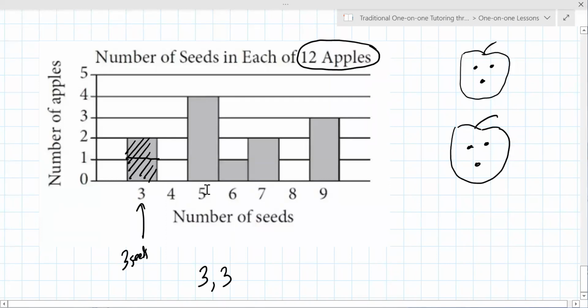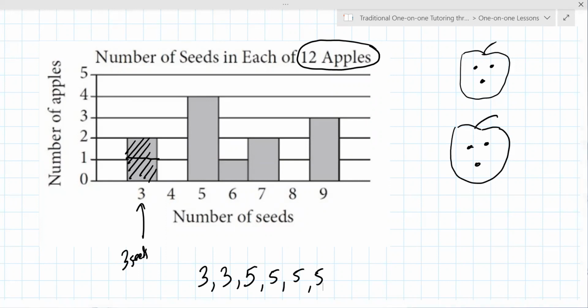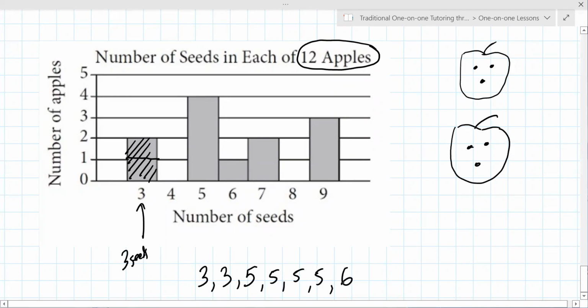Now the next rectangle is a little bit more complicated. It means that there are 5 seeds, but there's 4 of them. So there's 5, 5, 5, and 5. The reason I write 4 5s is because there's 4 apples that have 5 seeds. Now the next apple has 6 seeds. Do you see that? Yes.